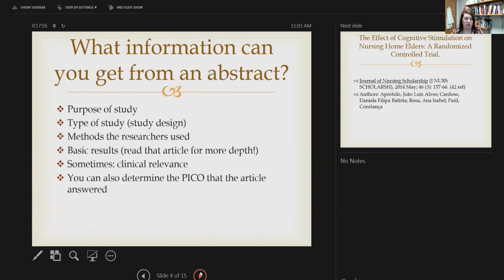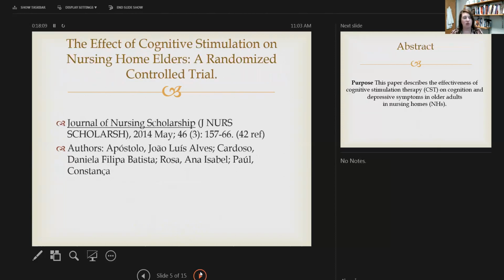An abstract should, again, give you the purpose of the study, the type of the study, the methods, basic results, sometimes the clinical relevance, and the PICO question that that article is answering. We're going to look at an article called The Effect of Cognitive Stimulation on Nursing Home Elders, and it tells us right here what kind of design this is. This is a randomized controlled trial.